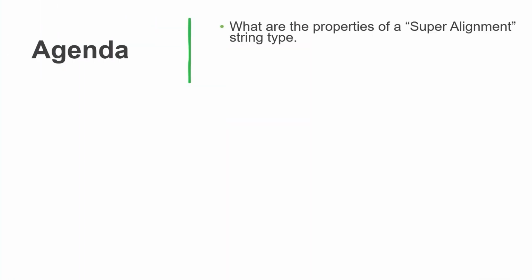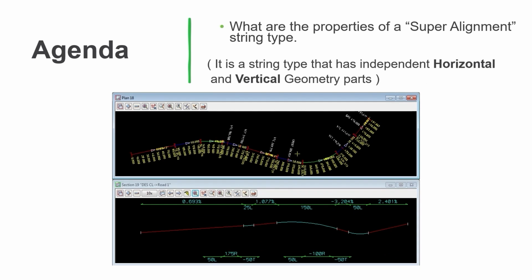So what are the properties of a super alignment? It's essentially a string type that has horizontal and vertical geometry parts that are independent from each other. So you can see on the screenshot I've got here, in the top you've got a plan view of the super alignment, which runs from left to right, and it's got some straights and curves and transitions in there. And the chainage for the super alignment is increasing from left to right. And just down below that, you can see the elevation on a section view for the super alignment. Again, it's got geometry. And again, just to re-emphasize, it's one string, but it does have a separate horizontal and vertical part.